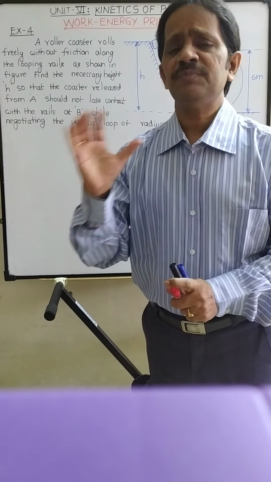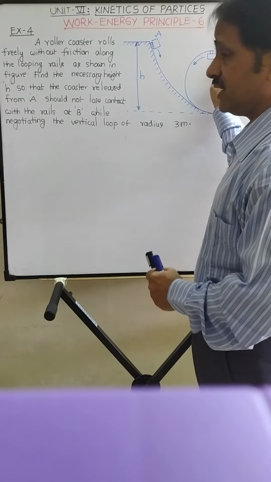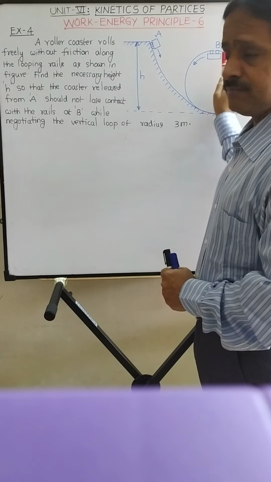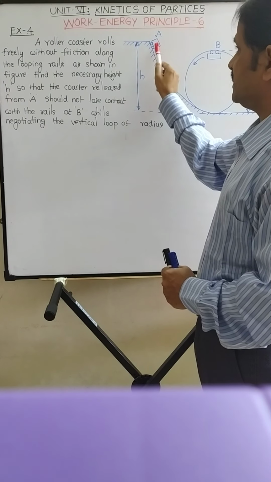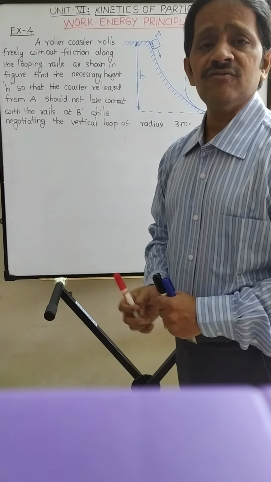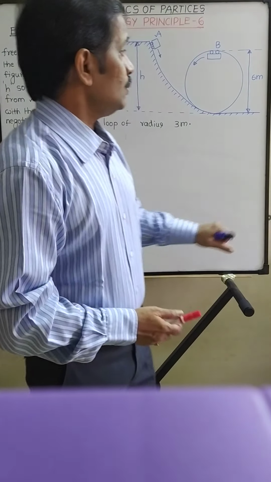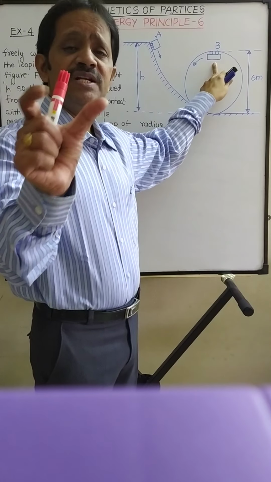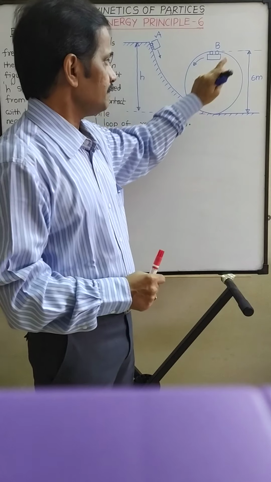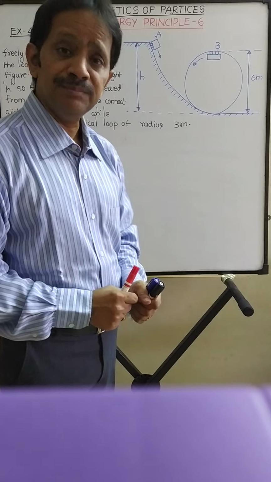So what is the minimum speed of the coaster so that it should not lose contact with the rails at B? Now after finding the speed of the coaster at B, you know the speed of the coaster at A, that is 0. So using work energy principle from A to B, you can find out the required height, necessary height, right? So first to find out the minimum speed required at B so that it should not lose contact with the rails, let us draw free body diagram of the coaster at point B.